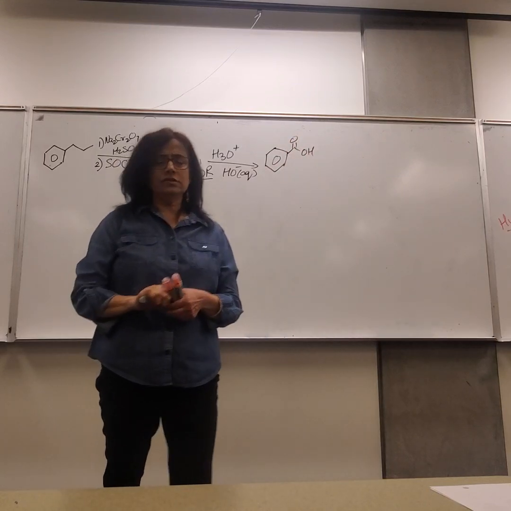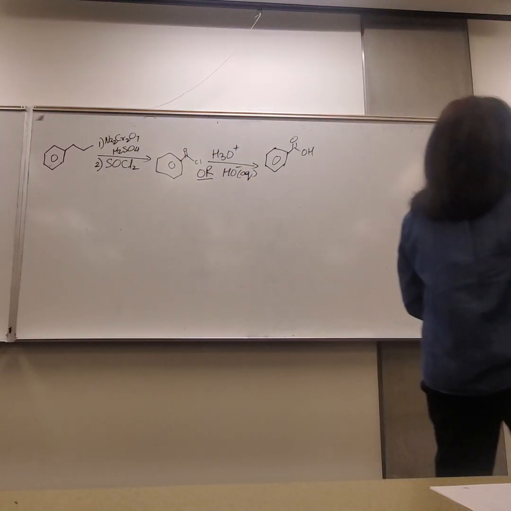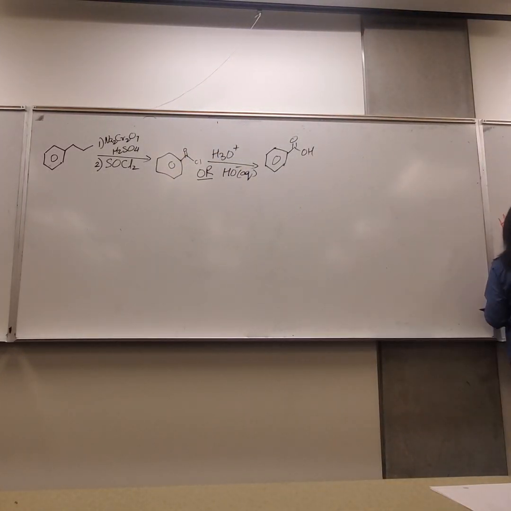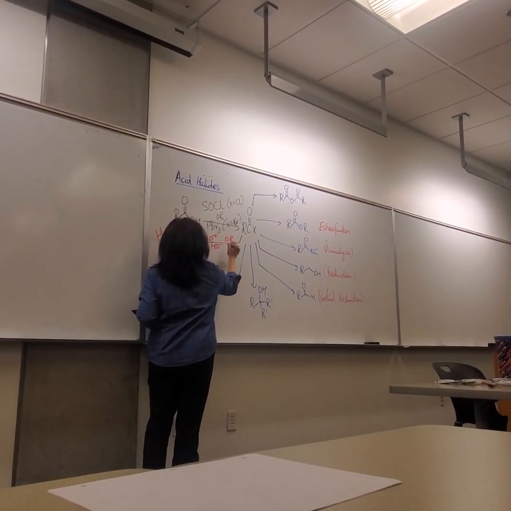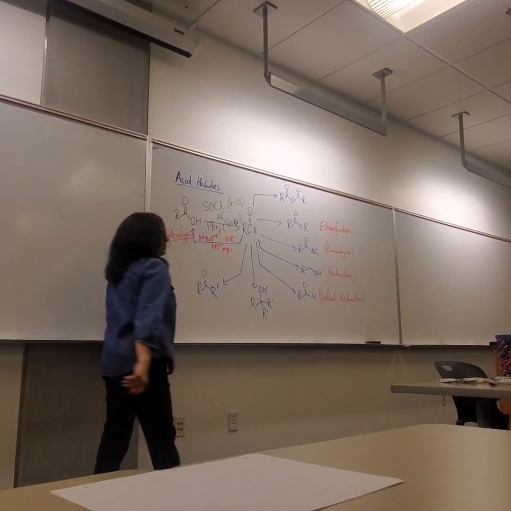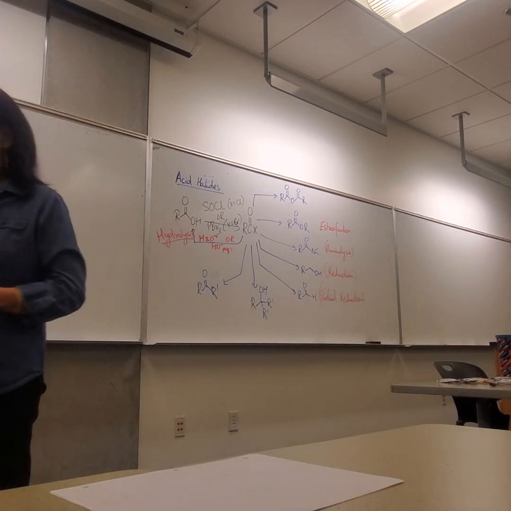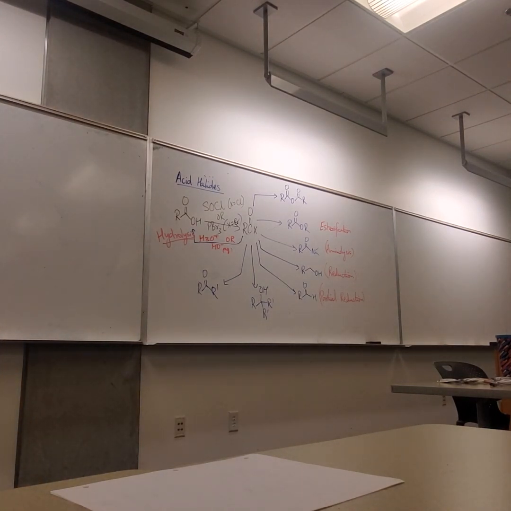So hydrolysis of acid halides uses, again, either hydronium or aqueous base. No heat needed because it's extremely reactive. Let's write a mechanism. Let's try and figure out how. I don't need a mechanism for this part, just for the hydrolysis part. So let's do the acid one.